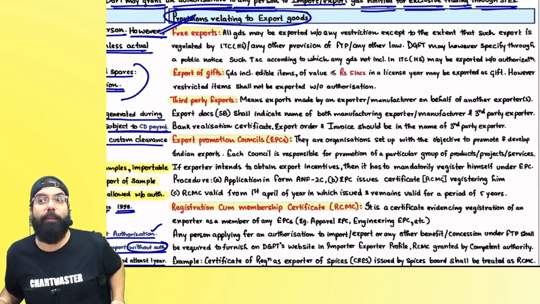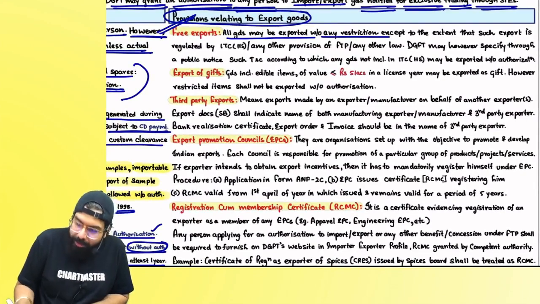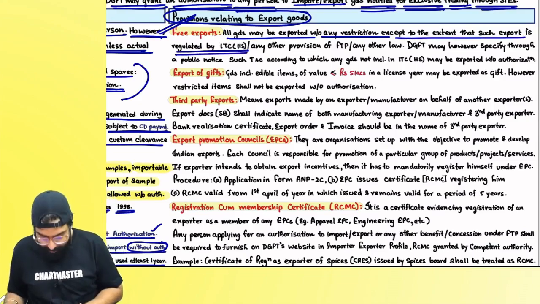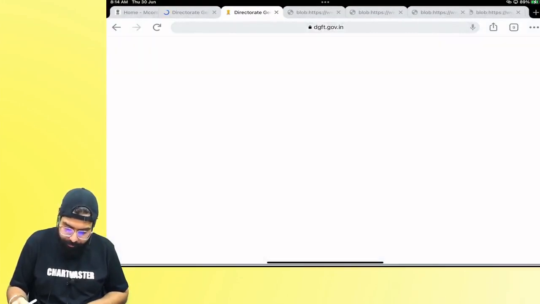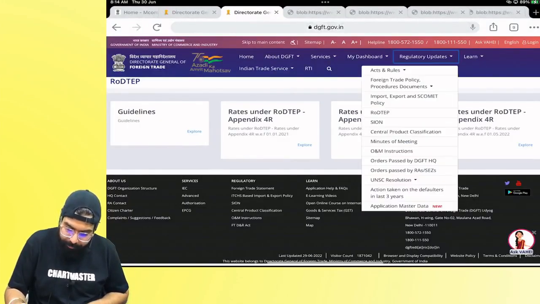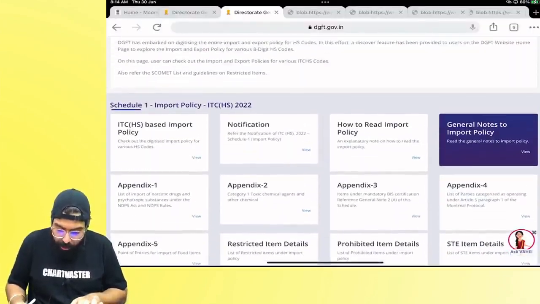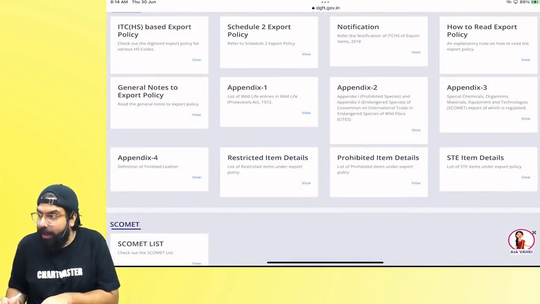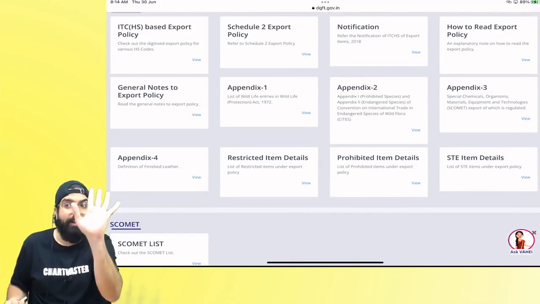Sir, can I go ahead and export free? See here. All goods may be exported without any restriction except to the extent that such export is regulated by ITCHS. Baba, you have to see. One minute, I'll show you. Here, see here everyone. Import-export. In export policy, here I taught you import policy. Can you see export policy? In here, restricted will be there, prohibited will be there. If it is restricted or prohibited, otherwise it is always free.